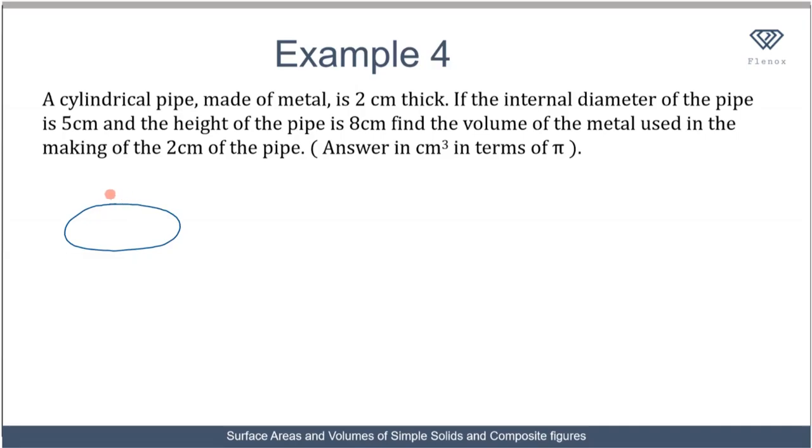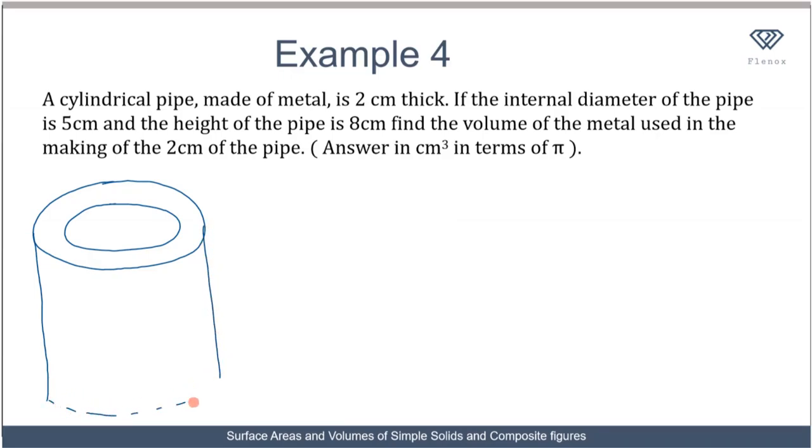So we have a pipe, but the pipe is thick, so it has a specific thickness of 2 cm. So this is a pipe, as you can see. Now when you look at this carefully, the thickness of the pipe is 2 cm. That means at every point there's a gap of 2 cm between the internal space and the wall of the pipe.